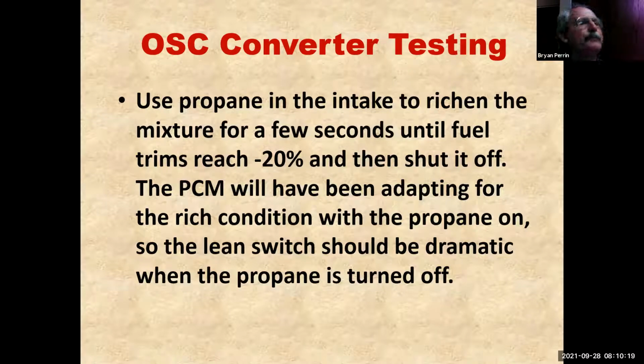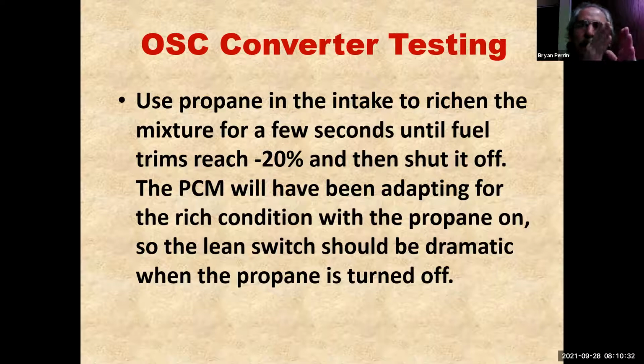I'm looking for. So since the PCM will have been adapting for the rich condition with the propane on, the lean shift will be dramatic when the propane's turned off. And what I want to do then is I want to see that lean shift and then count the time that it takes the difference between the front O2 sensor going lean and the rear O2 sensor going lean.